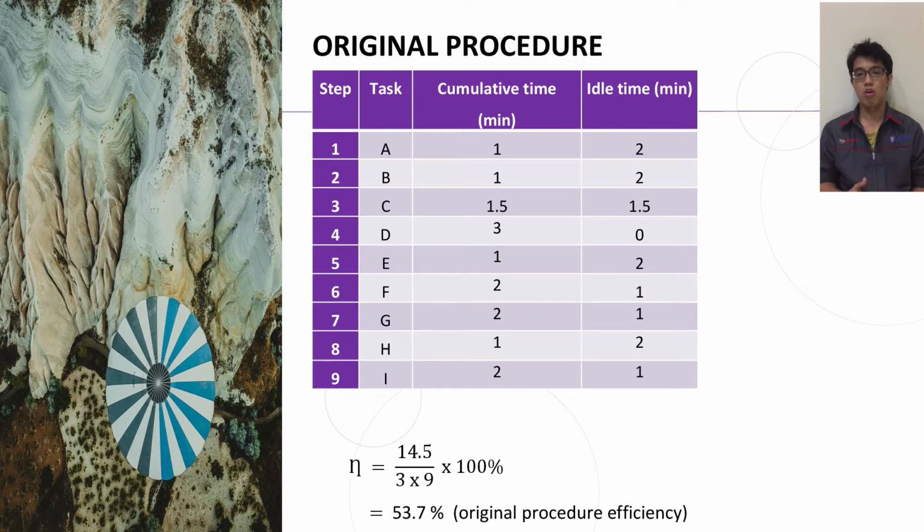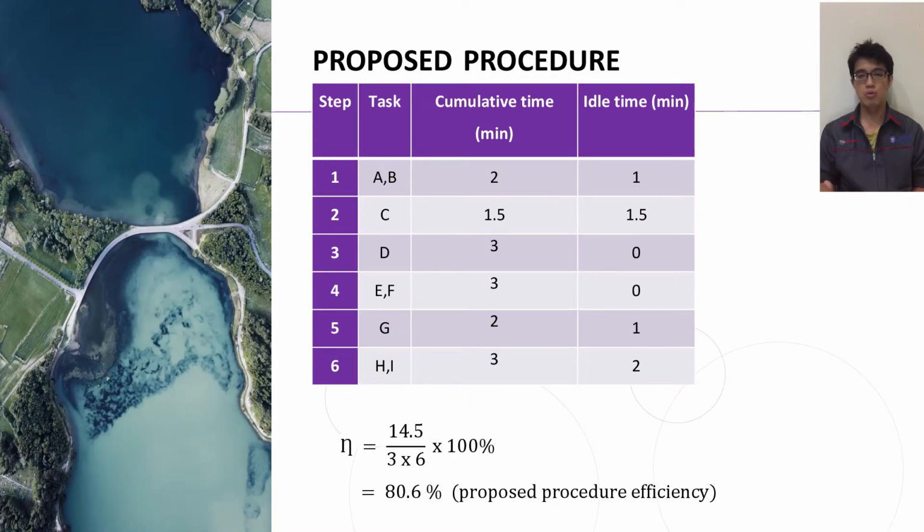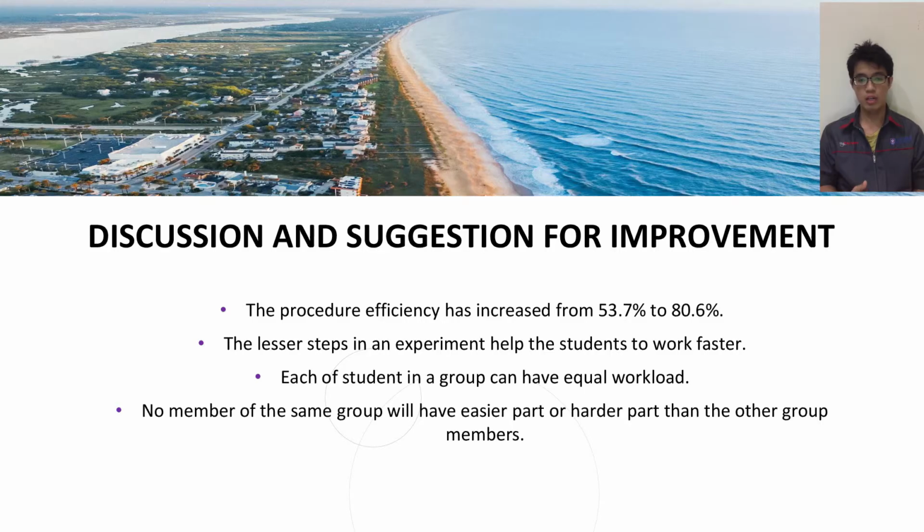Finally, we will use the original procedure to calculate its efficiency. So we have the original procedure efficiency of 53.7%. Next, we propose the new procedure, and combine the smaller steps, and the new efficiency is 80.6%. So we are now at the conclusion, discussion and suggestion for improvement. The procedure efficiency has increased from 53.7% to 80.6%. This is because we combine the smaller steps into a bigger one.